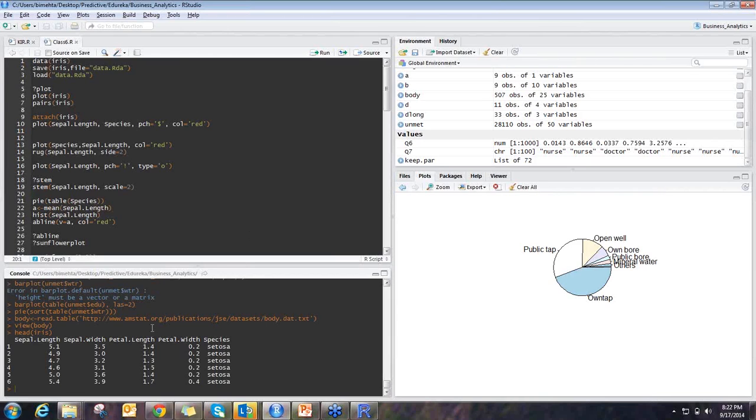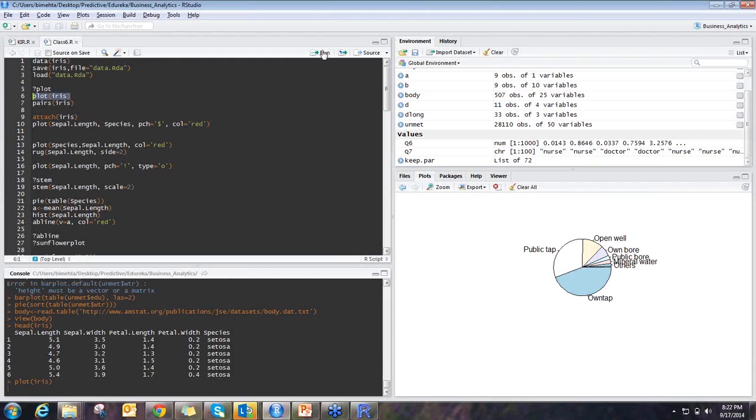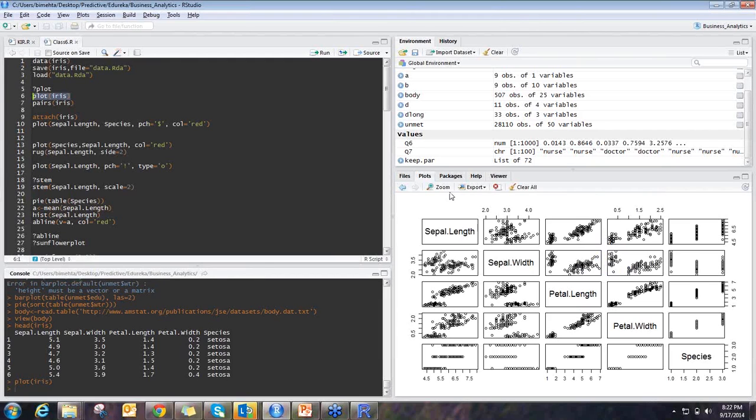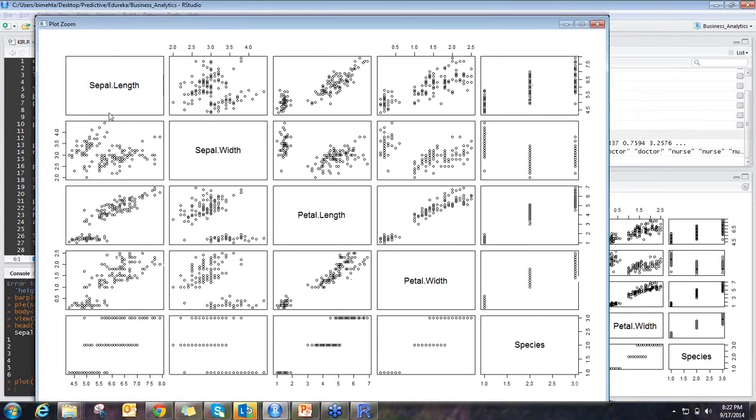Okay. Now let's say I want to see what is the relationship between all this. So I can just write a command in R to do a plot of that. I'll just say plot iris and see, it immediately gives me a plot of the relationship between all of them. If I see here, there is a relationship between sepal length and petal length. See, the relationship is quite linear. If you look over here.